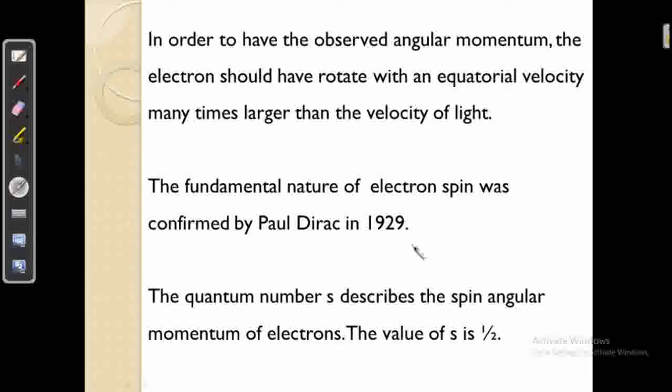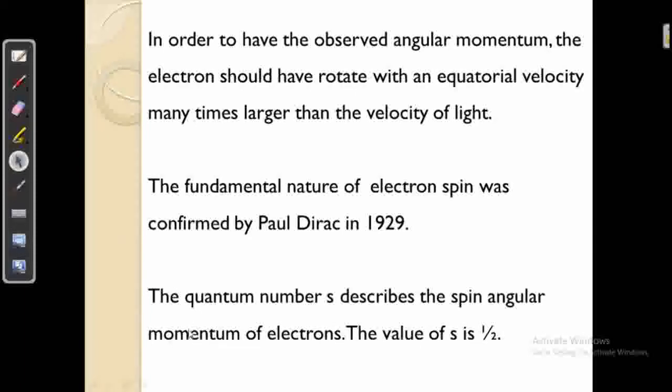In 1929, the fundamental nature of electron spin was confirmed by Paul Dirac, and he showed that the spin is there. There is some intrinsic angular momentum, and he showed that a particle with the mass of the electron and the charge of the electron should have an angular momentum, and there should be some magnetic moment. So he proved this new fundamental nature of the electron spin.